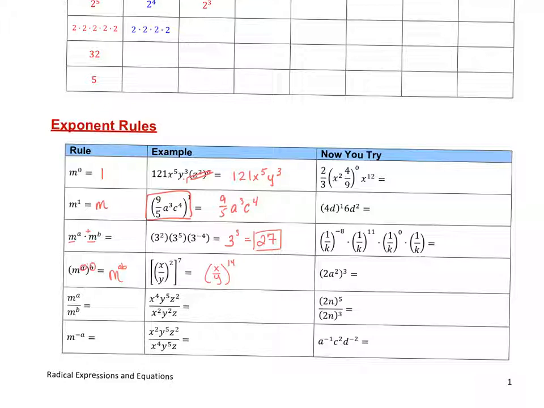Okay, m to the a over m to the b. I mess this one up every time, but when we divide, make sure that we're actually not dividing the exponents. We have to subtract the exponents. So let's do that. X to the 5th divided by x to the 2nd, we're going to subtract and get 2. Y to the 5th divided by y to the 2nd, subtract to get y to the 3rd. Z to the 2nd divided by z, subtract and you get z to the 1st. We'll just leave it like that.